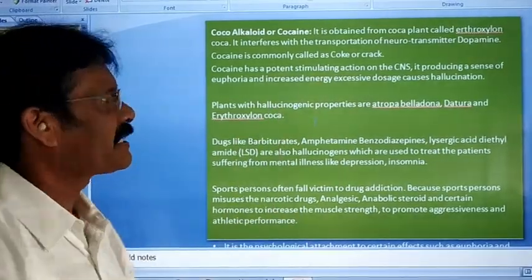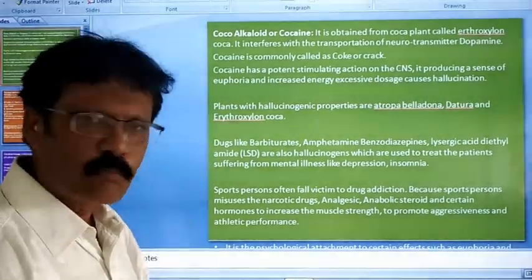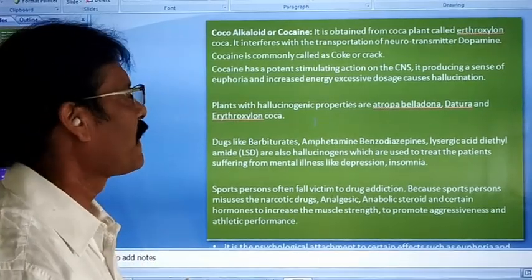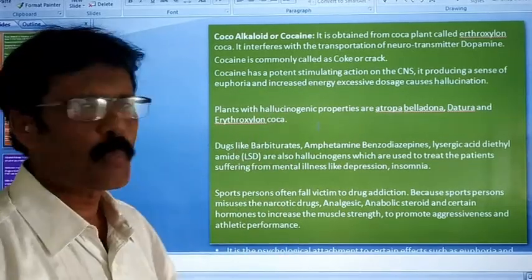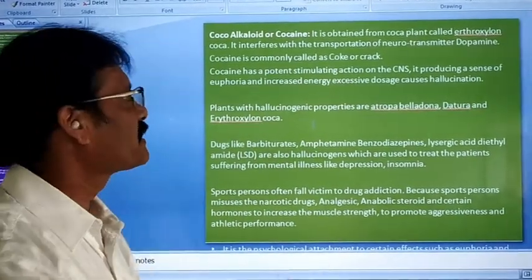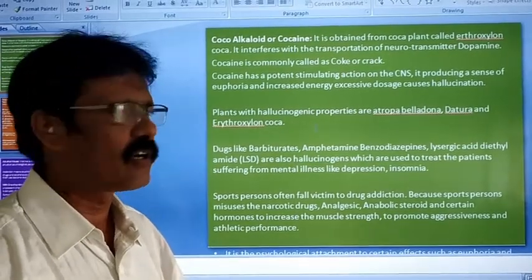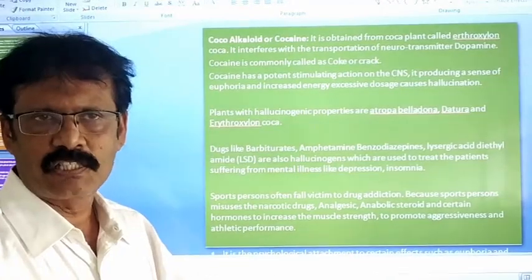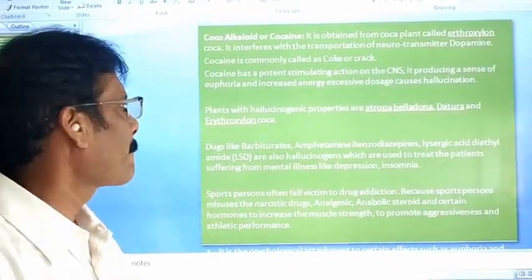Cocaine is a potent stimulant, with a strong stimulating action on the central nervous system. It produces a sense of euphoria and increases energy. Excessive doses cause hallucination.